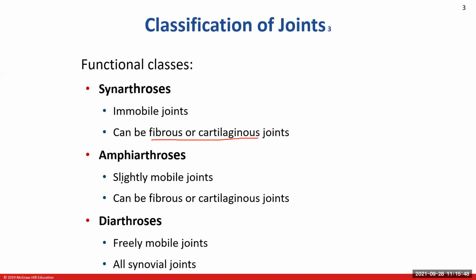Amphiarthroses, we have just a little bit of movement. Okay, again, these types of joints will be fibrous or cartilaginous. Our final type, the diarthroses, these are the freely mobile joints. This is easy to remember because all of these diarthrotic joints are synovial joints, which means they're joined by ligaments and they have a capsule, and in that capsule it's fluid filled. Okay, so diarthroses are freely mobile joints, and all of our diarthroses are synovial.